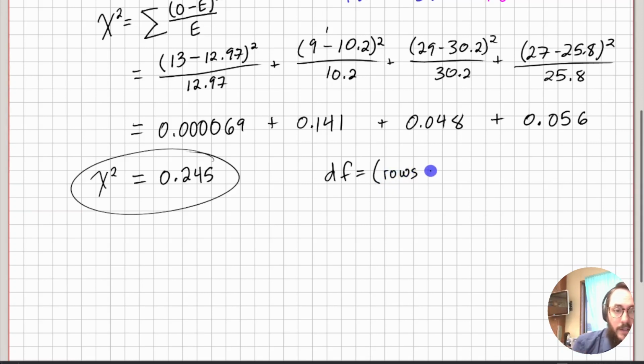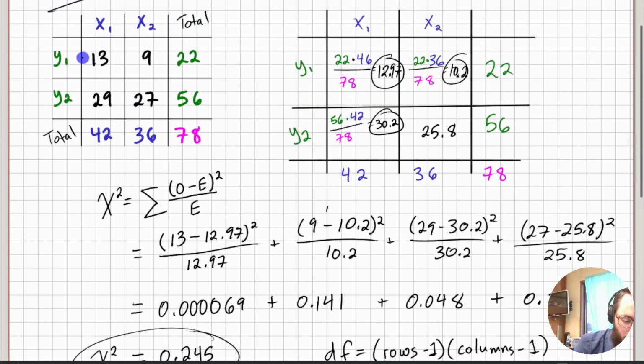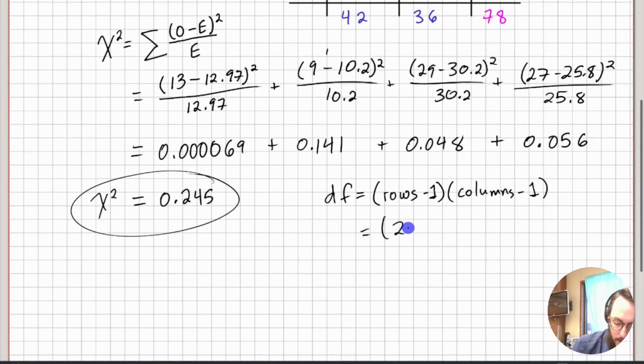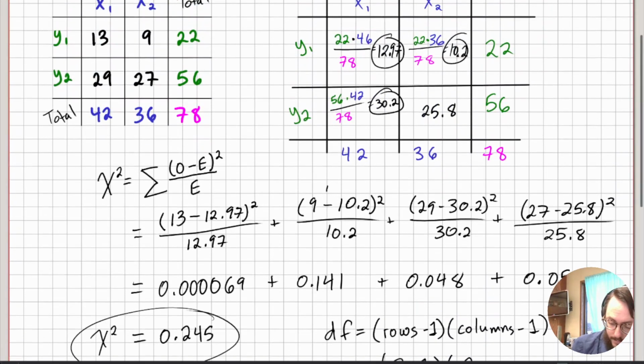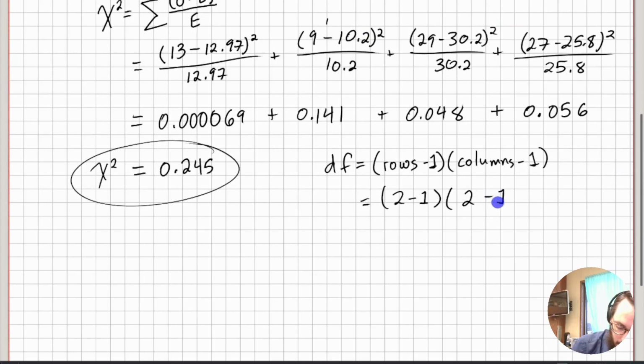Now, that being said, degrees of freedom for a two-way chi-square test, so homogeneity or independence, is number of rows minus 1 times number of columns minus 1. So here we had 2 rows, y1 and y2. Those were our 2 rows. We do not count the totals. Minus 1 times columns. We had 2 columns because that was x1 and x2. So that's just 1 times 1, which is 1. We have 1 degree of freedom.